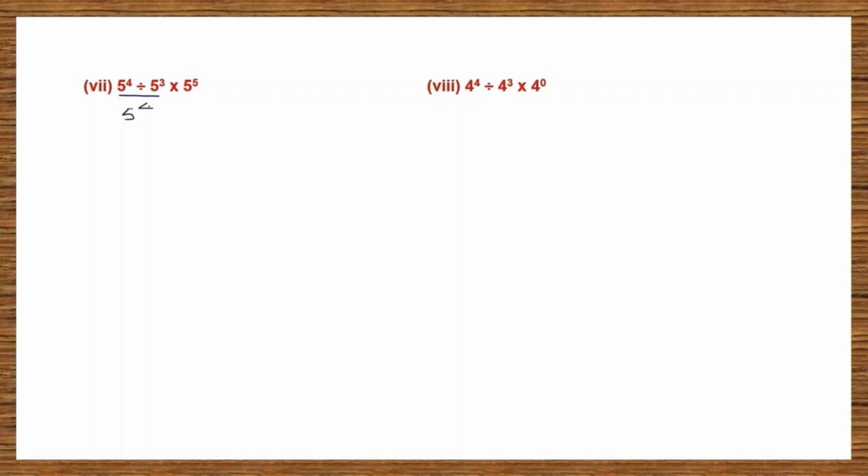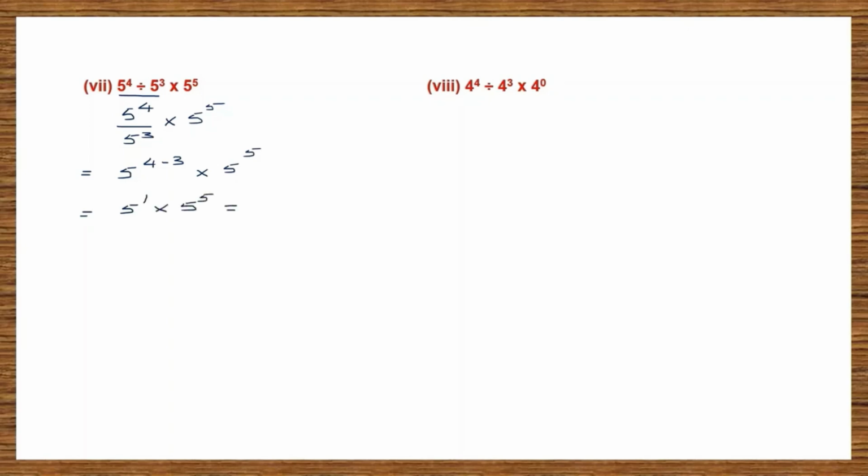5 to the power of 4 divided by 5 to the power of 3 into 5 to the power of 5. Remember, when it is division, you subtract the powers. Subtract 4 minus 3. You subtract the two powers 4 and 3. Then you multiply this by 5 to the power of 5. So this will be 5 raised to the power of 4 minus 3, which is 1, into 5 to the power of 5.